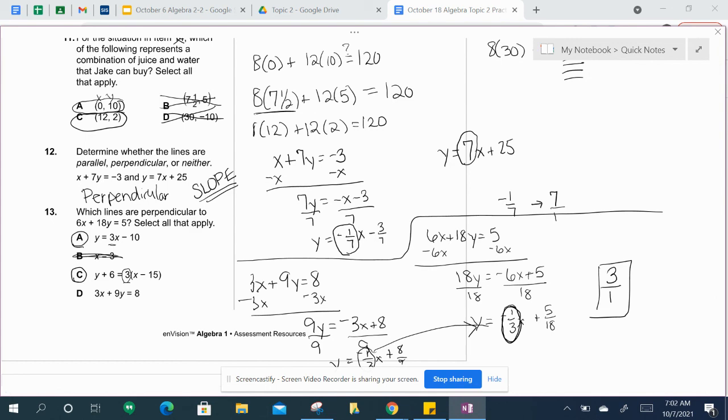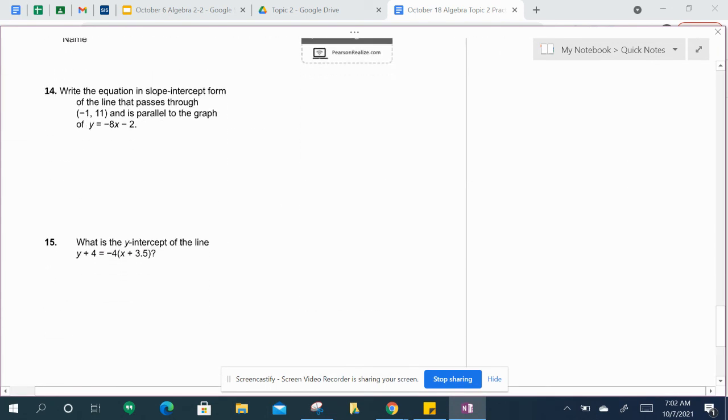All right, finishing up. Number 14 says, write an equation of a line in slope-intercept form that passes through the point (-1, 11) and is parallel to this graph. So because they give me a point, I'm going to start in point slope form. y minus y1 equals m times x minus x1. I'm going to use the point they gave me, y minus 11, and x minus a negative 1.